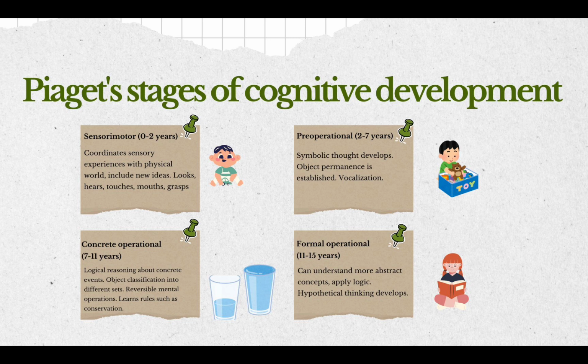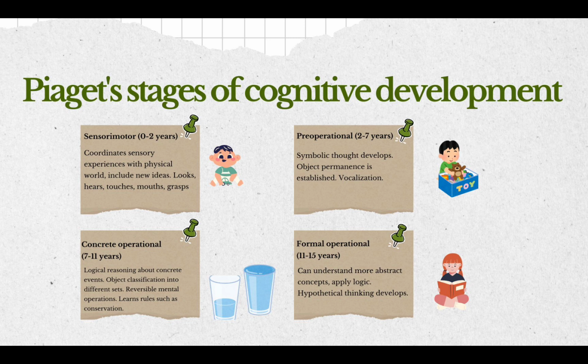Then we have the concrete operational stage, which is from 7 to 11 years or 7 to 12 years. Finally, logic kicks in here. Kids can now solve problems and understand conservation. They know that if you squish Play-Doh, it is still the same amount. But their thinking is still pretty concrete. They are not quite ready for abstract ideas yet. It's all about hands-on learning and real-life examples.